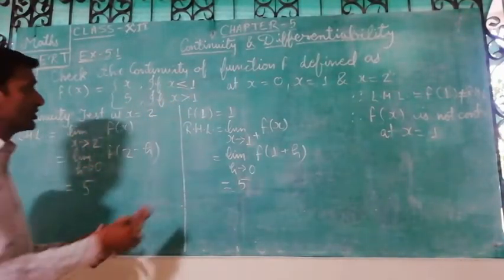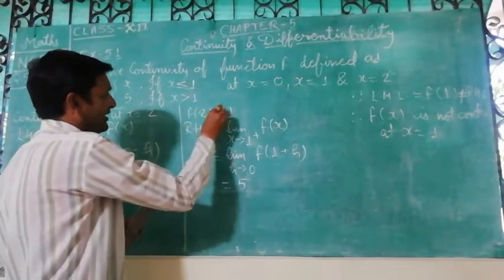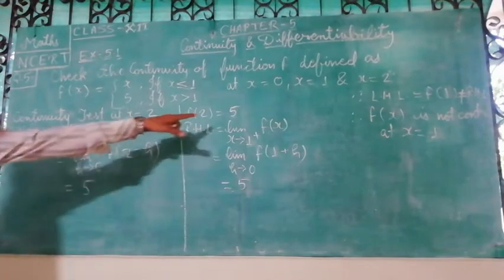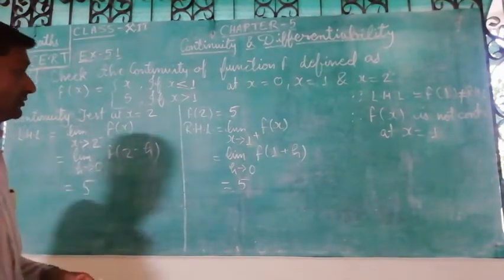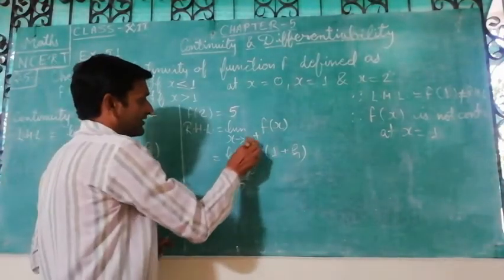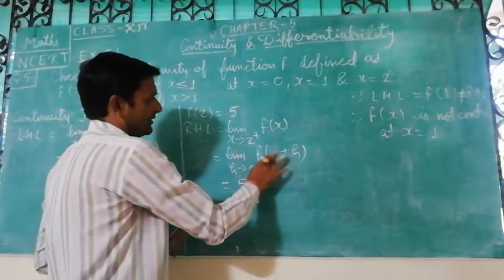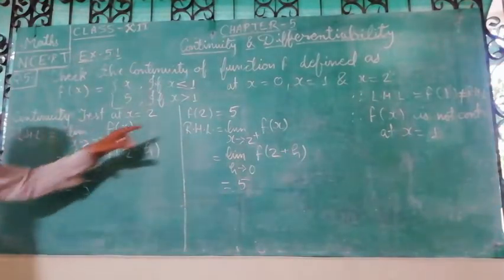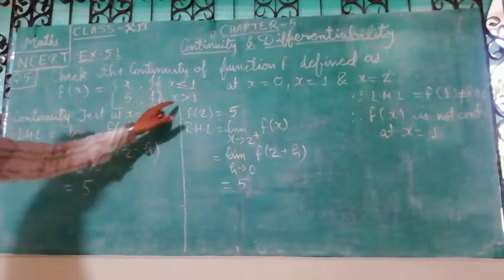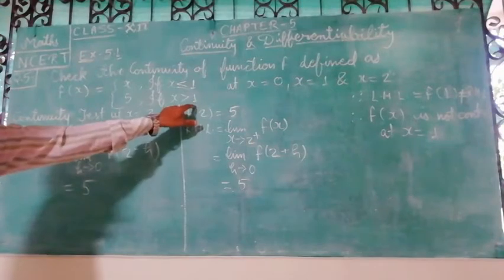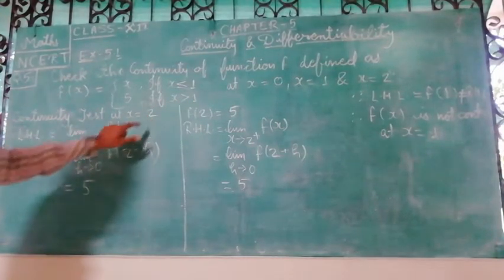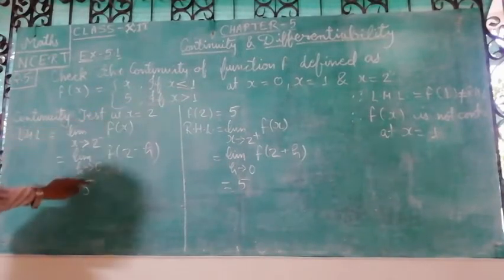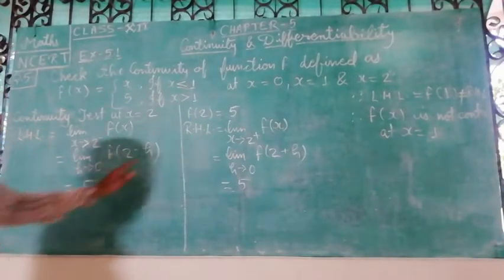And f of 2 is also 5, because for greater than 1 it is directly given as a constant function, that is 5. Now for 2 plus, meaning RHL, at 2 plus it will become 2 plus h. So here also it is 5. At all the points it is 5, because 2 is greater than 1. So at 2 we have to check it in this manner. For greater than 1 it is defined only as 5, a constant function. So it is 5 everywhere here.